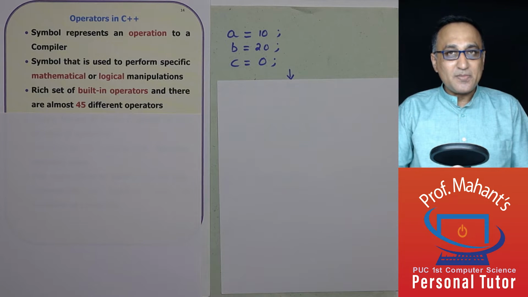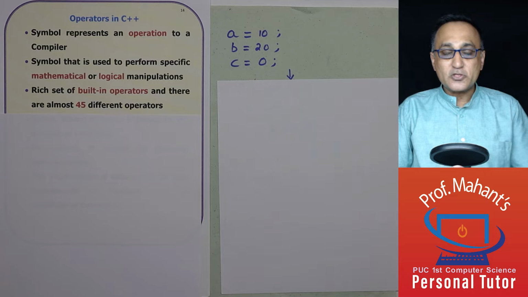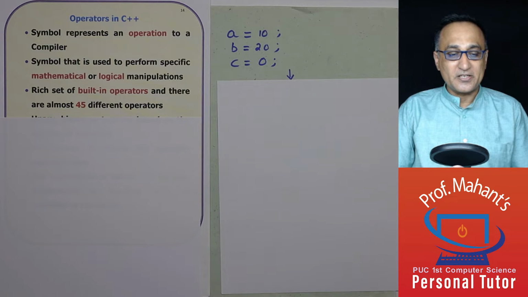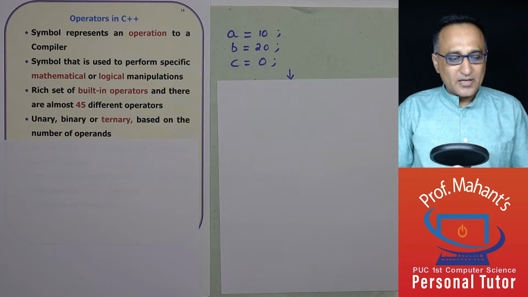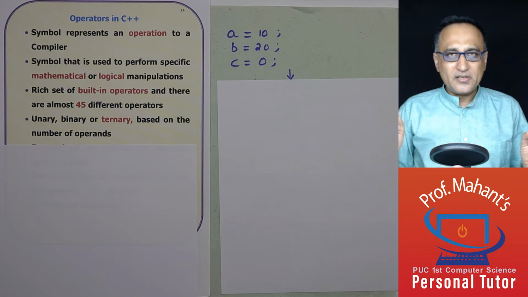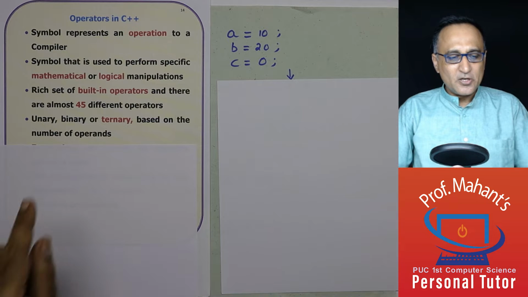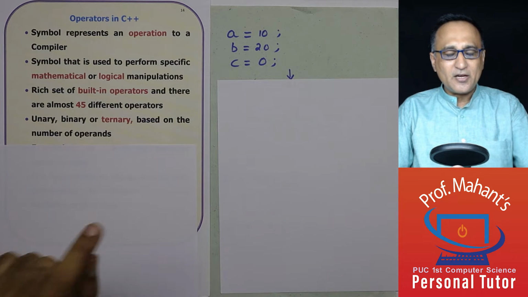C++ is extremely rich in the number of built-in operators it has. It has almost 45 different types of operators used to perform different operations on the data known as operands. Now there are different types of operators. Some operate on a single operand, some on two, some on three. So therefore we call operators unary, binary or ternary operators.